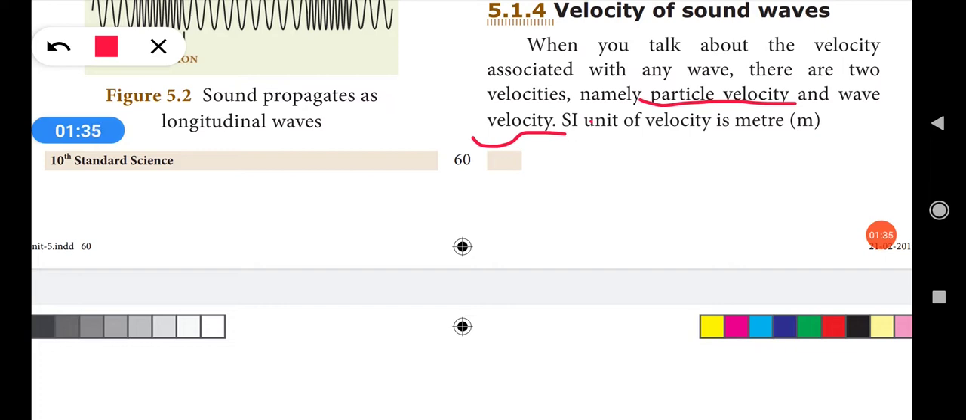In both cases, particles in the medium are vibrating. In one case, particles will vibrate in the perpendicular direction to the propagation. And in another case, particles in the medium will vibrate parallel, in the parallel direction.